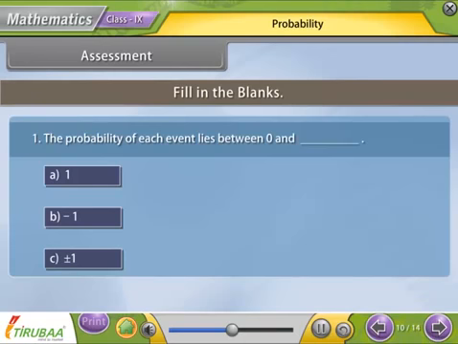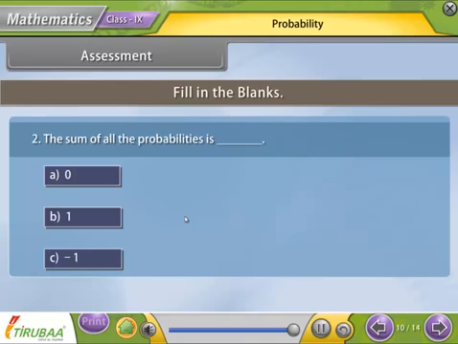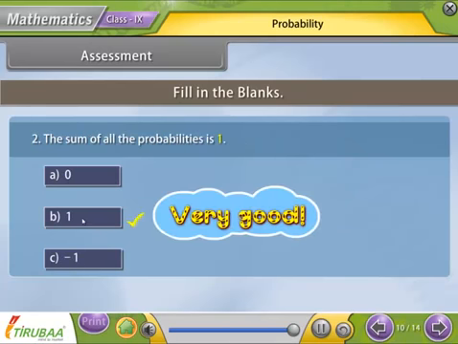Assessment. Before proceeding further, let us know how much you have learnt. Fill in the blanks with correct options. Very good. Very good.